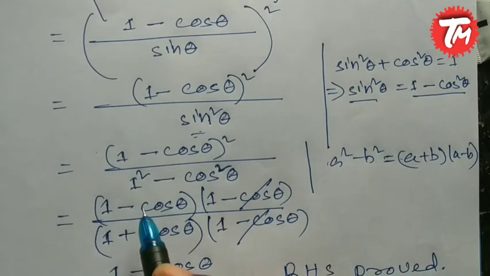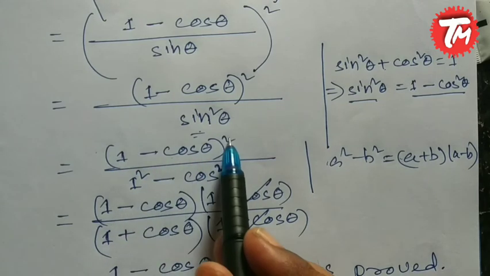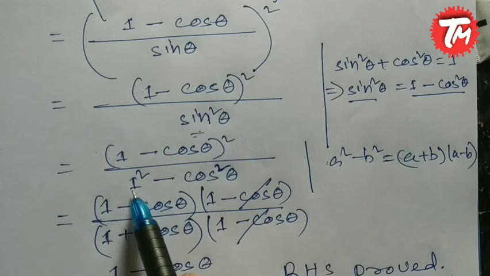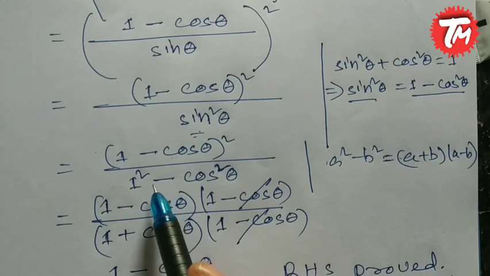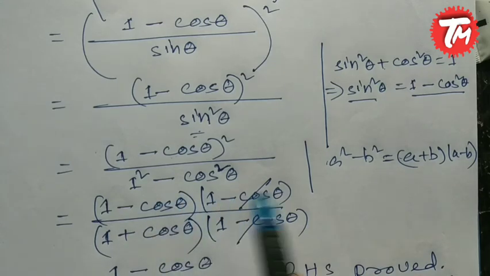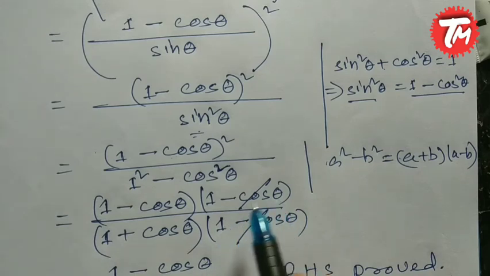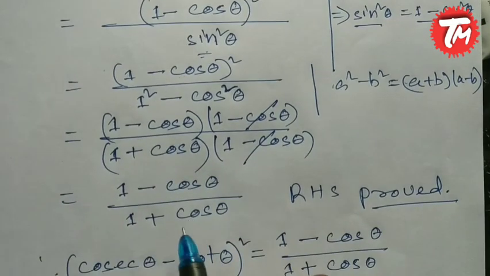Square means 2 times, so we write (1 minus cos theta) into (1 minus cos theta) in the numerator. And using the formula a square minus b square equals (a plus b) into (a minus b), the denominator is (1 plus cos theta) into (1 minus cos theta). So one factor of 1 minus cos theta cancels, and what remains is 1 minus cos theta divided by 1 plus cos theta.